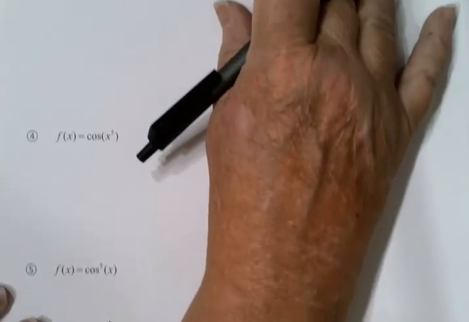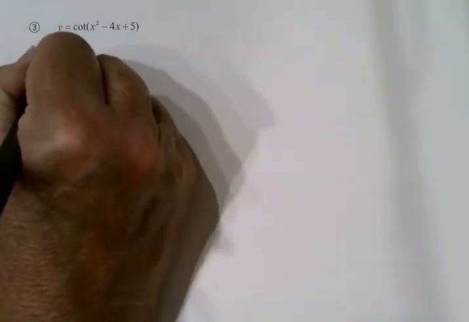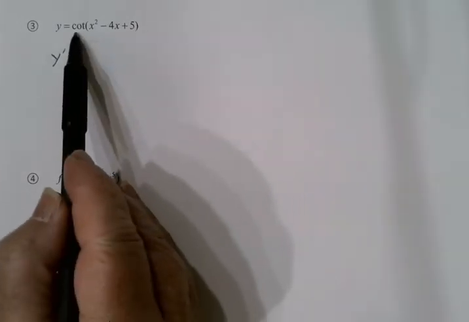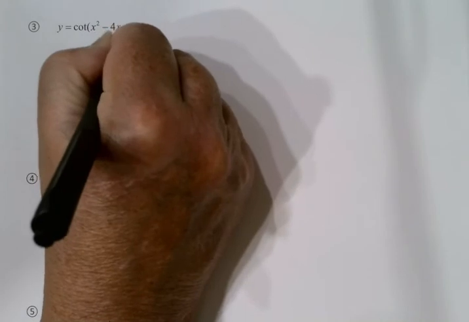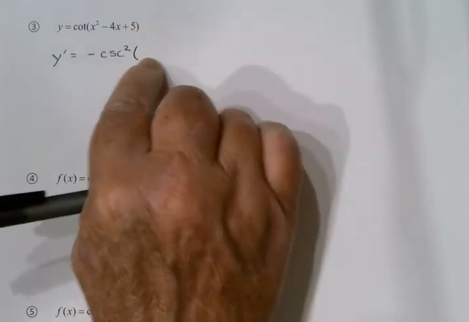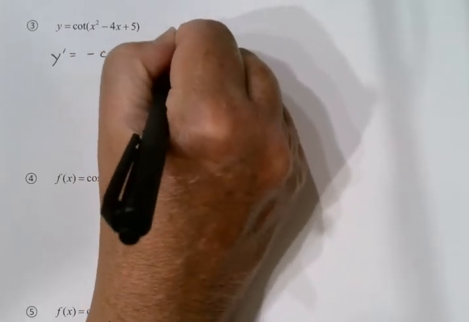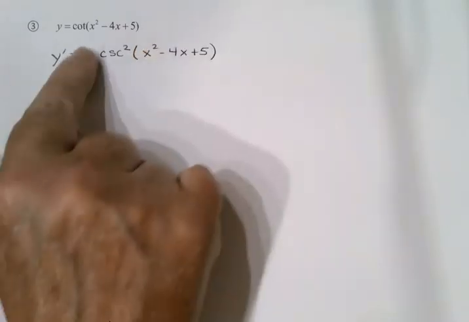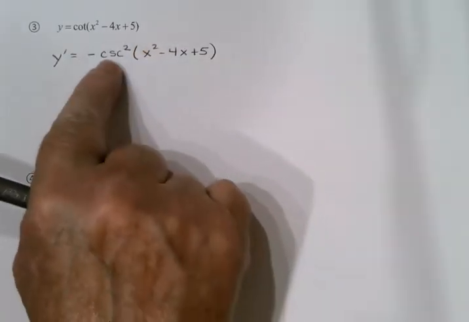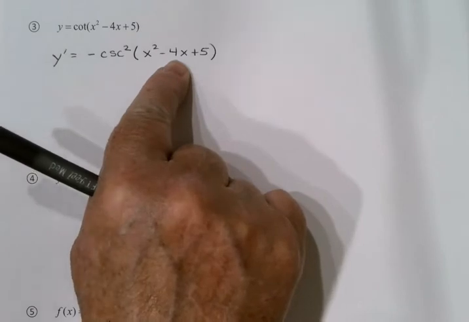All right, let's try a few more. In number 3, if I'd like to take y prime, the outer function would be the cotangent function. The derivative of the cotangent function is negative cosecant squared. The argument will not change. It's still x squared minus 4x plus 5. That's what I was taking the cotangent of. That is therefore now what I'm taking the cosecant of.